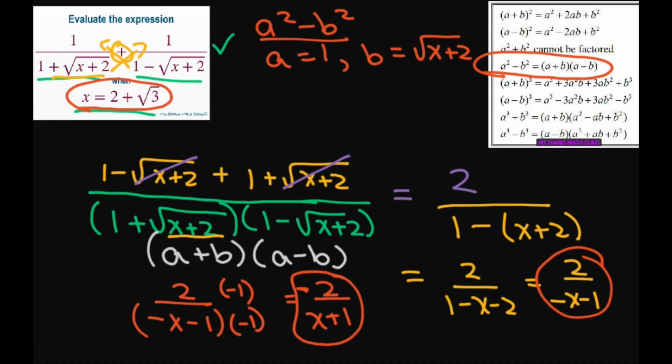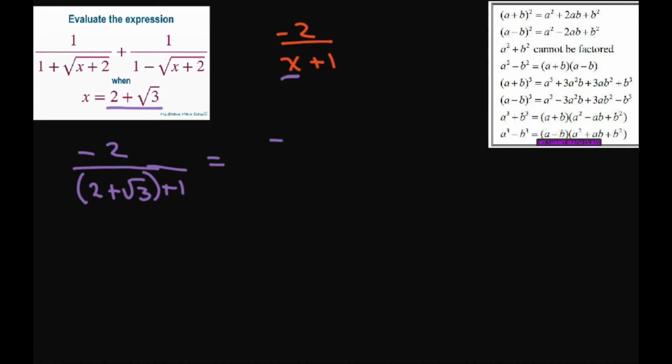All right, now let's go ahead and substitute everything in. We have negative 2 divided by x plus 1. So substitute in your x here. This will give you negative 2 divided by 2 plus square root of 3 plus 1. This equals negative 2 divided by 3 plus square root of 3. Now we have to simplify.